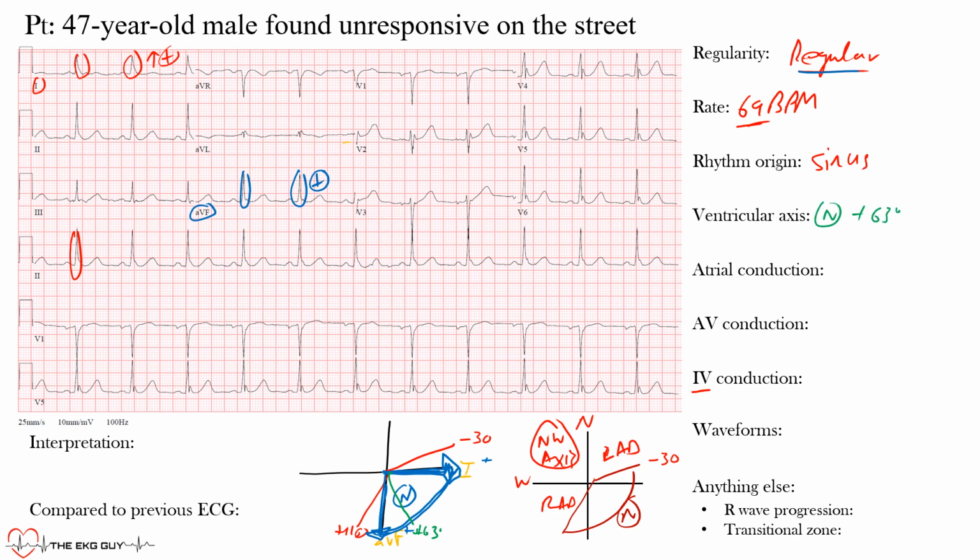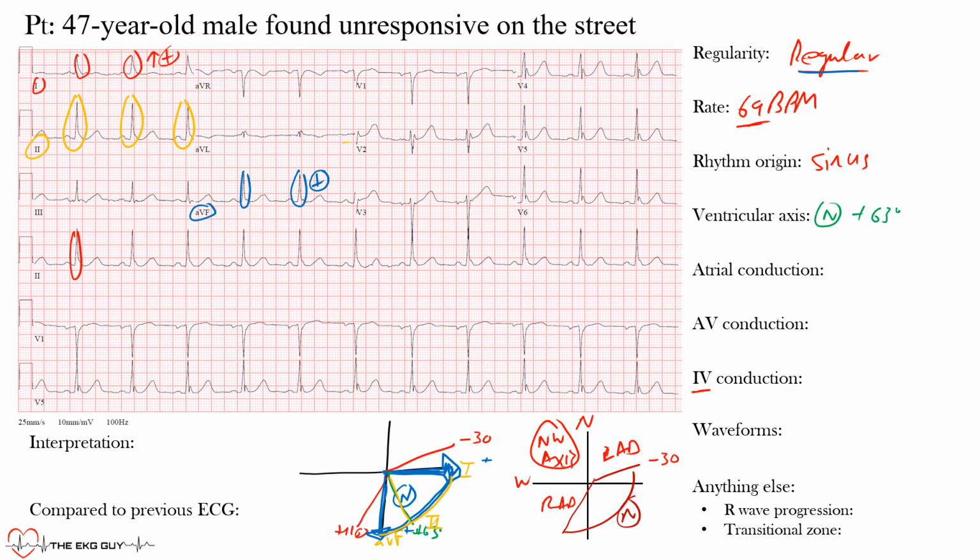All right, another lead you can look at is lead 2. Lead 2 sits here at positive 60 degrees, and lead 2 is upright and positive, helping to confirm that our axis is normal. So normal axis here, normal ventricular axis, as we can see here.